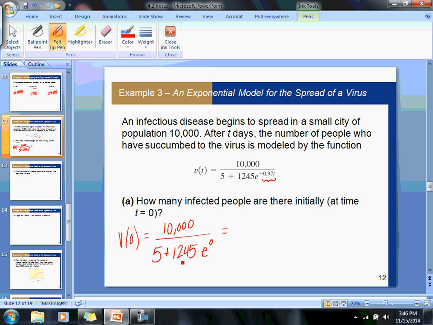So 1 times 1245 is 1245 plus 5. So you get 10,000 over 1250. And then when you divide that out, you should get 8. So there were 8 people who were sick initially when this disease began. That's the amount of people who were originally sick.